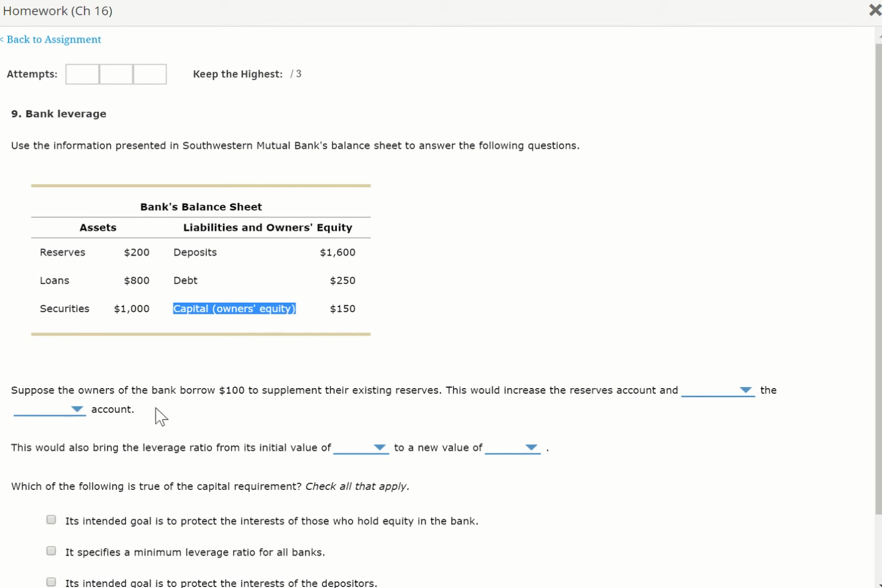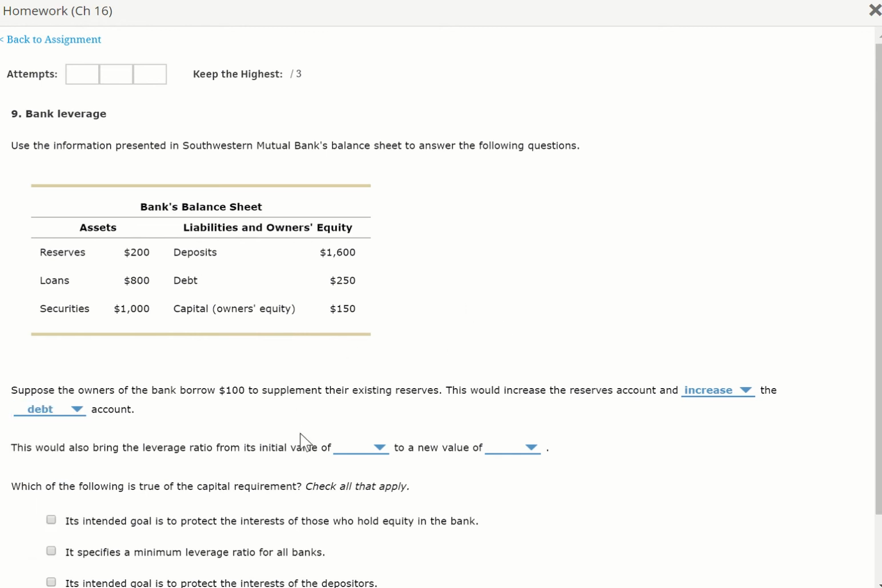Suppose the owner of the bank borrows $100 to supplement the existing reserve. This will increase the reserve account by 100. Remember, this is always balanced. So if your asset reserve increased by 100, somewhere on the right hand side will also increase by 100. It wouldn't be deposit, because nobody deposited money into the bank. It's not capital, because this is not the owner's own money. This is money we borrow. That's a debt, so this will increase our debt account as well.